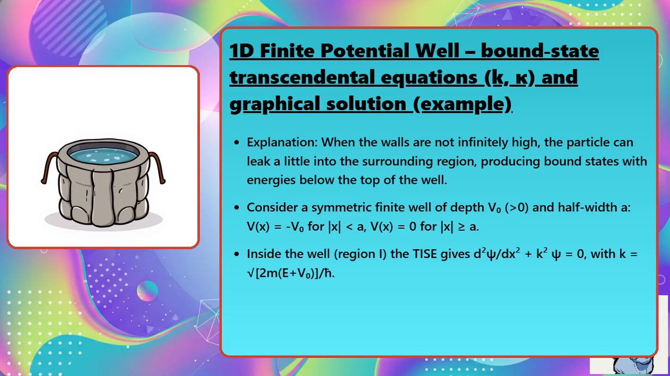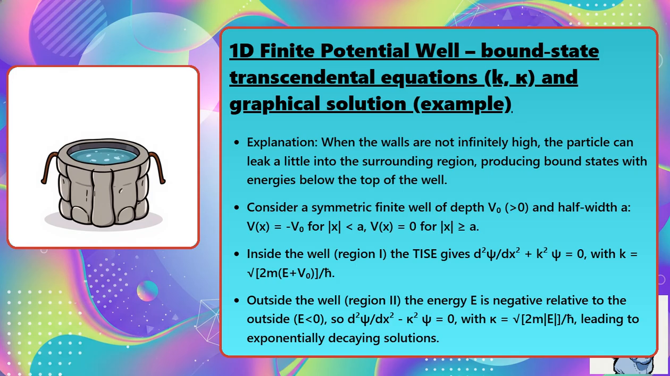Inside the well, region 1, the time-independent Schrodinger equation gives d squared psi by dx squared plus k squared psi equals 0, with k equals the square root of 2m times open bracket E plus V0 close bracket divided by h bar. Outside the well, region 2, the energy E is negative relative to the outside, so d squared psi by dx squared minus kappa squared psi equals 0, with kappa equals the square root of 2m times absolute E divided by h bar, leading to exponentially decaying solutions.